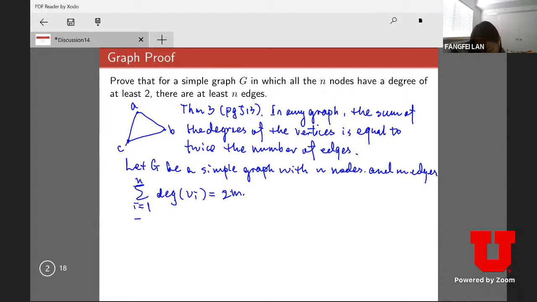So now what else do we know? We know that there are n nodes, and each node has degree at least 2, right? So that means the sum of the degrees of all the vertices is at least 2n, right? There are n nodes, each of them has at least 2.